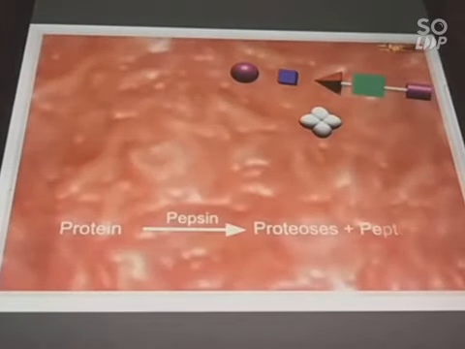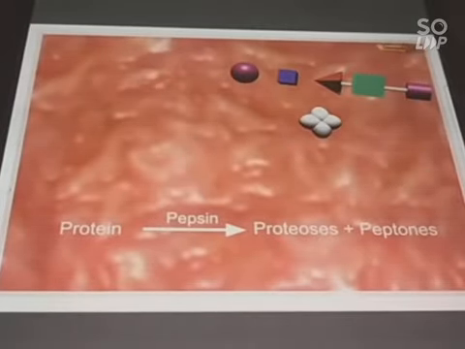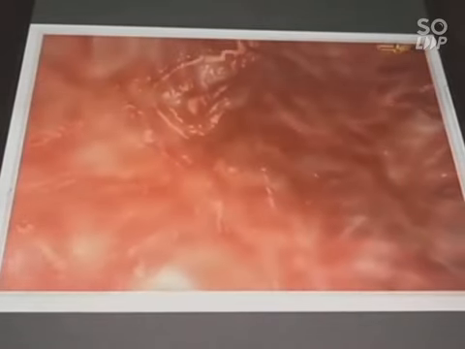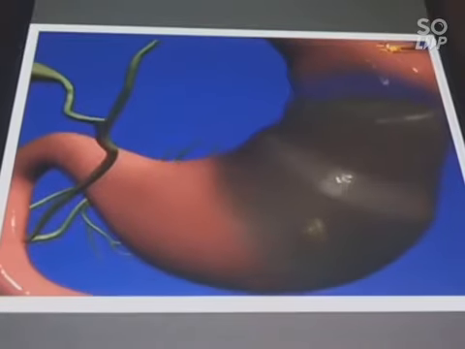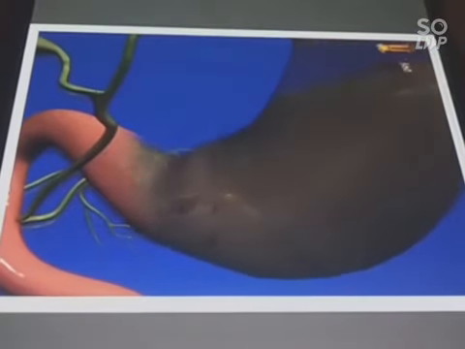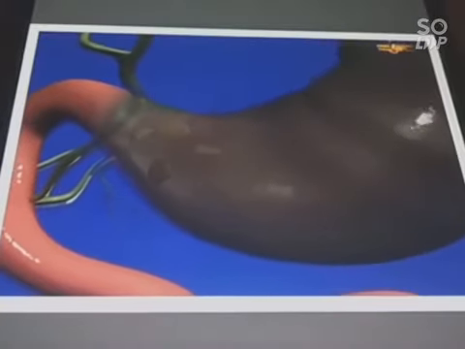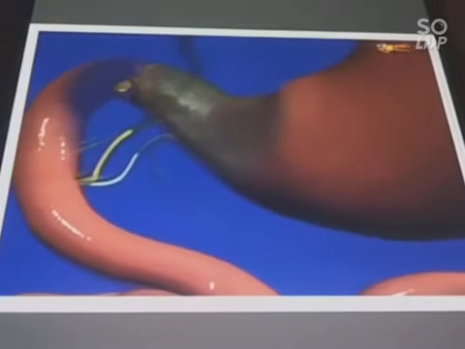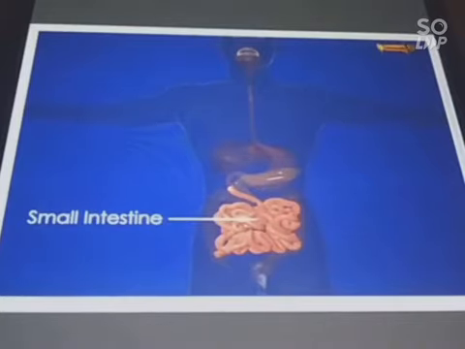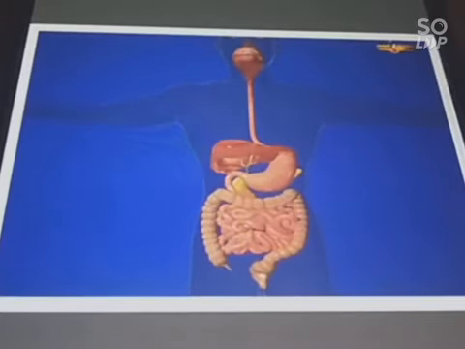Active pepsin converts proteins into proteoses and peptones. Food remains in the stomach for about 3 to 4 hours and changes into chyme. Chyme moves into the small intestine. Small intestine is a coiled tube about 7 meters long. Food remains in the small intestine for about 3 to 5 hours for digestion and absorption.